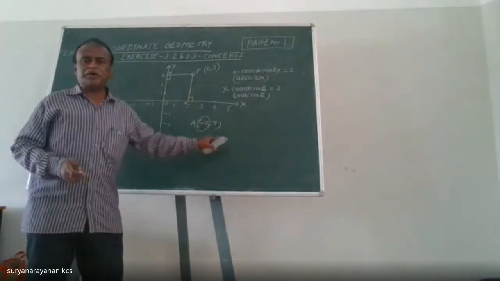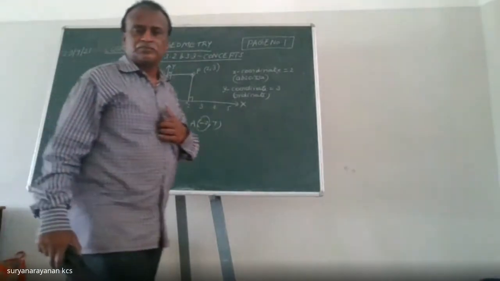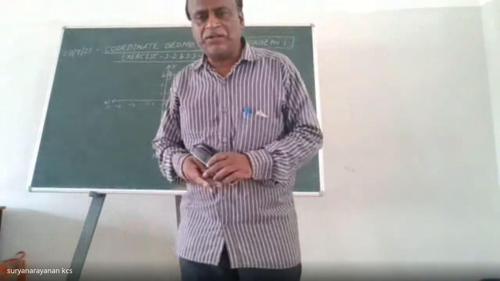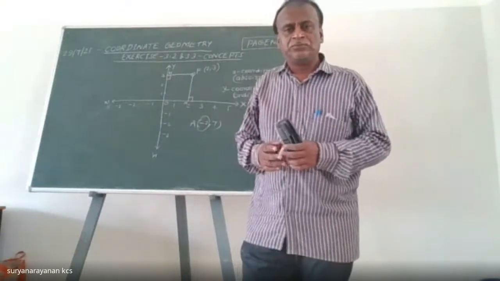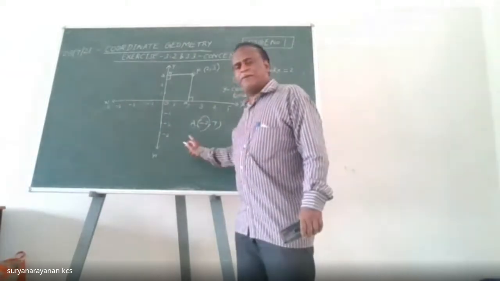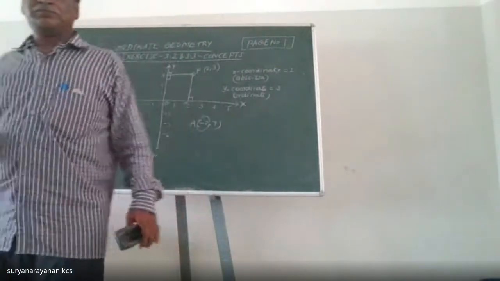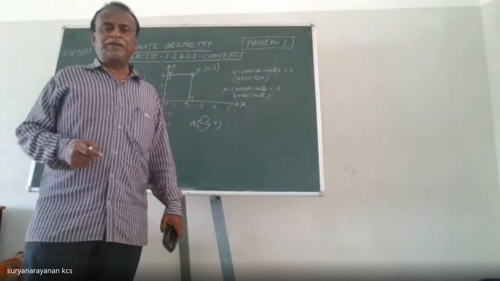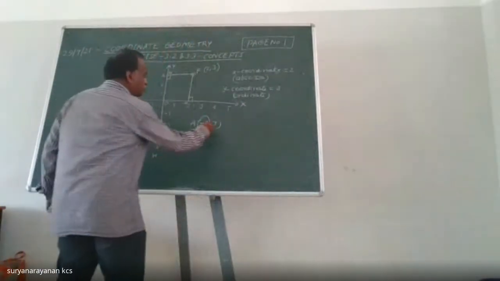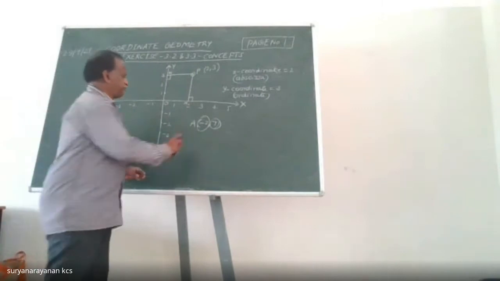What is the ordinate of this point A? Every time Bibina only. Now Srujana, tell me. What is the ordinate of the point A? Srujana, tell me. Yes, very good. 7. 7 is the ordinate of the point A.